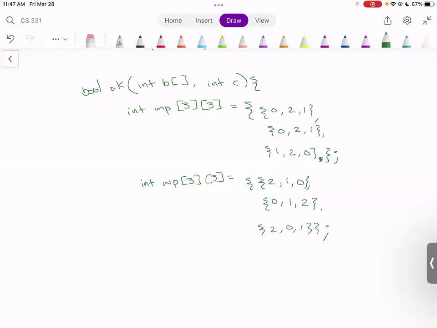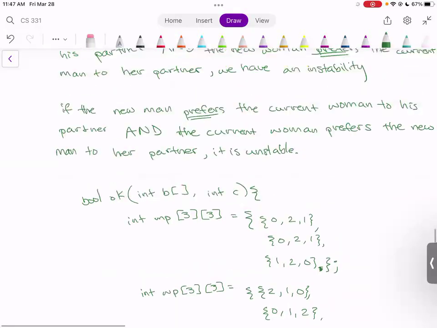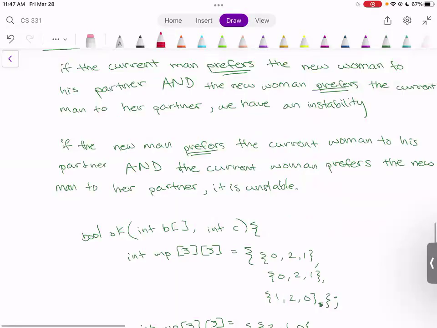So he'll usually give you those, and we're not going to go so deep into how to figure out if somebody prefers somebody or not. I'm going to explain to you more so this portion right here.